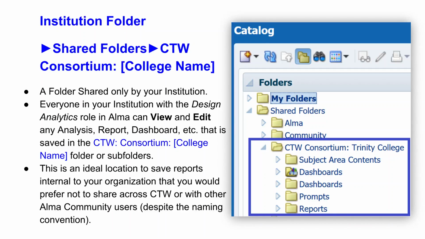So the next one we'll go to is the institution folder. Again, that's the blue one that we saw earlier. And you're seeing, for instance, Trinity College's view. That's under shared folders, and then just one subfolder down into CTW Consortium school name at that point.